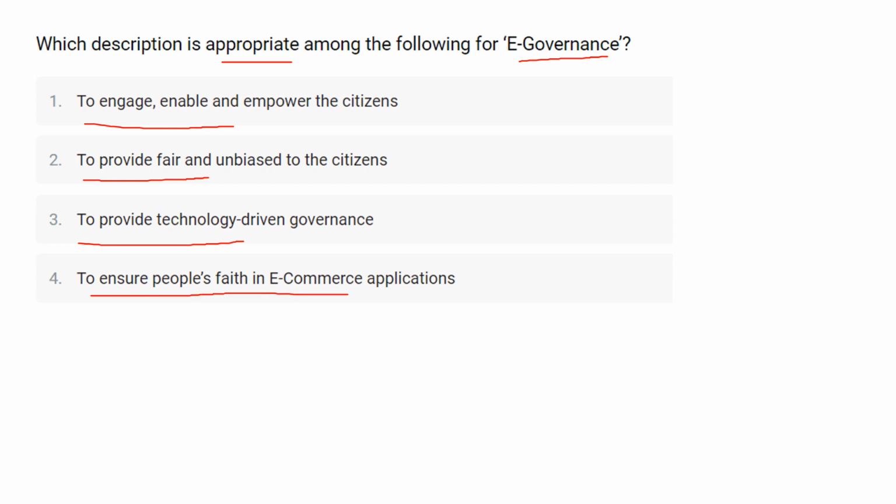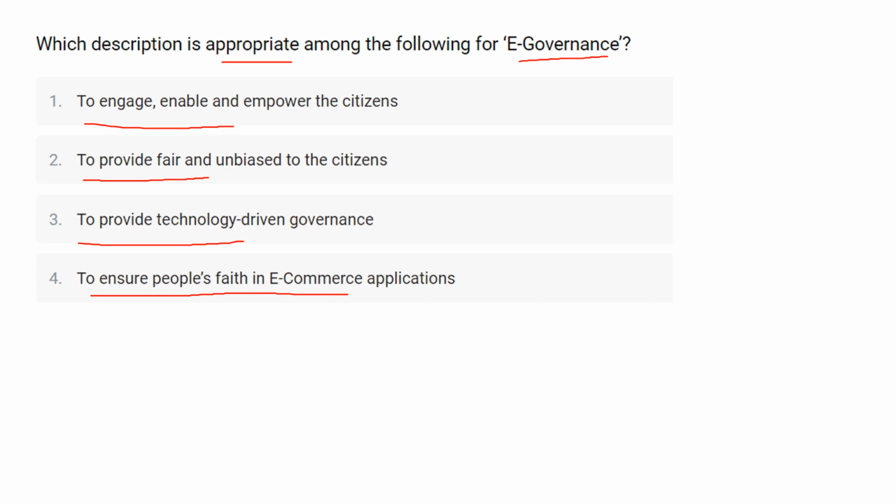Third option is to provide technology driven governance, and the last option is to ensure the people's faith in the e-commerce application. So here electronic governance is generally understood as the use of information and communication technology, that is ICT, at all levels of the government in order to provide services to the citizens, interaction with the business enterprise and the communication and exchange of information between the different agencies of the government in a speedy, convenient, efficient and transparent manner.